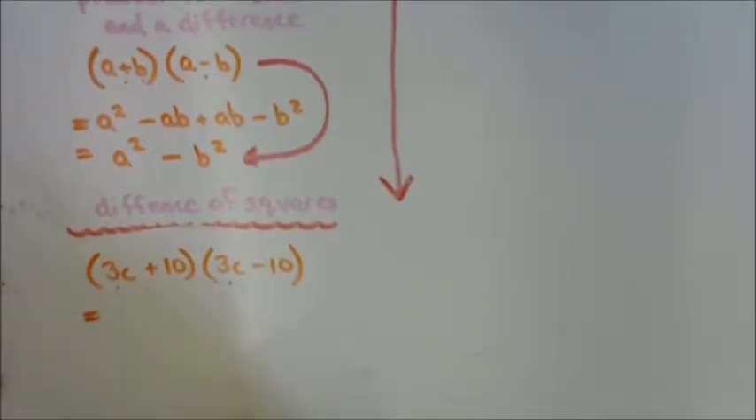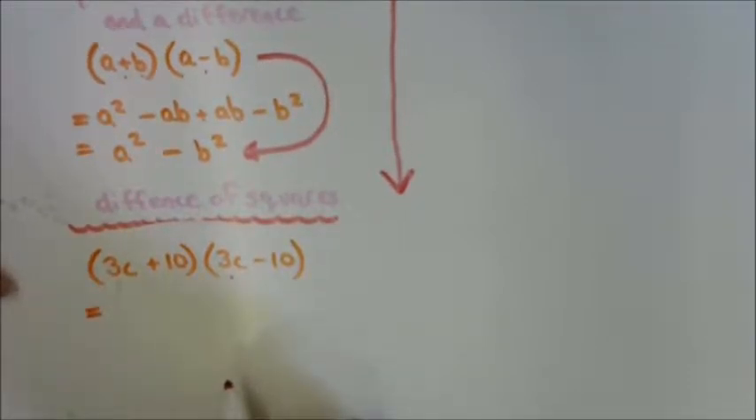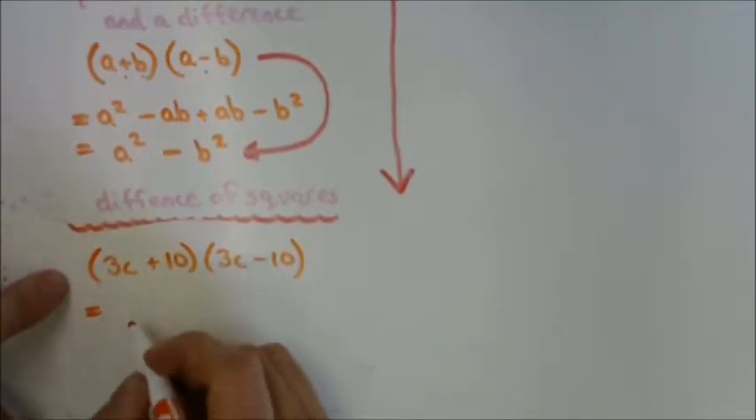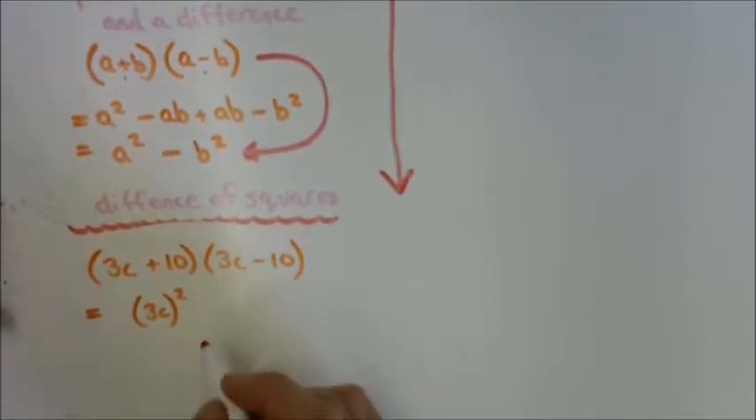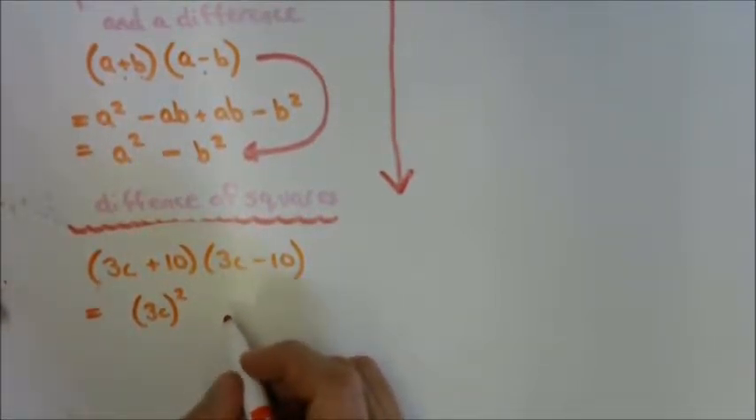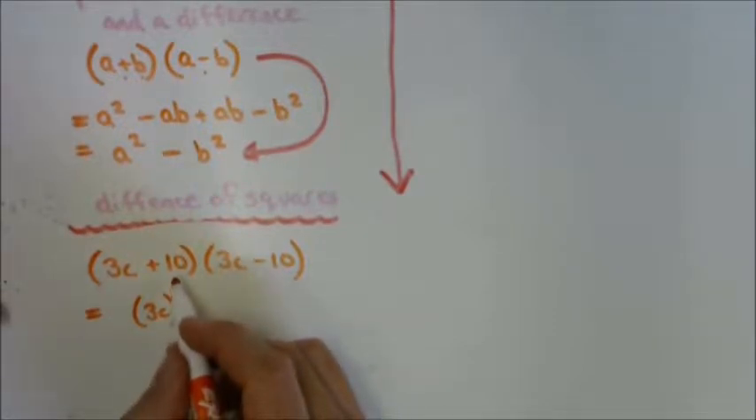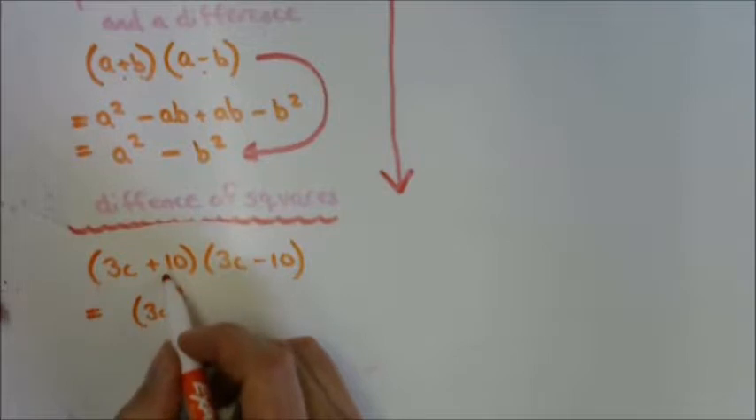So what can I do here? Yeah, I could do it all in one step, but I really want to show that in-between step though. So A is 3c. That means I'm going to have 3c squared. And what's B? Negative 10. Oh, sorry, negative 10 squared.